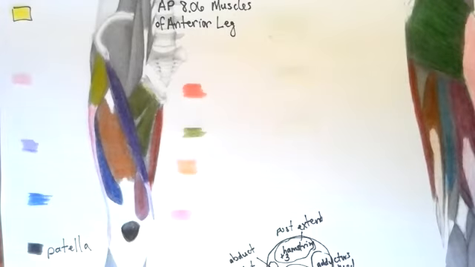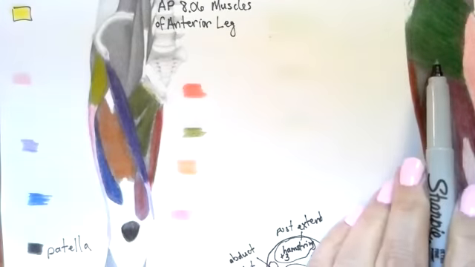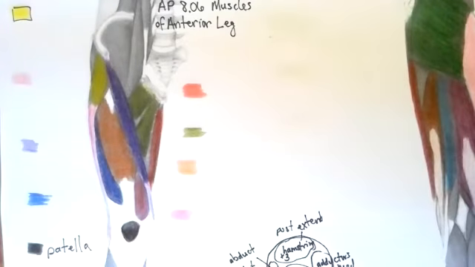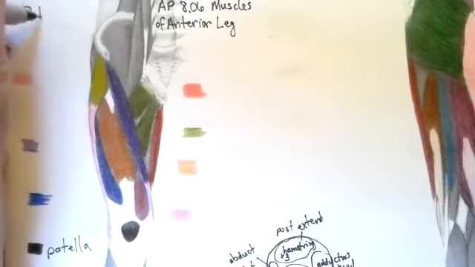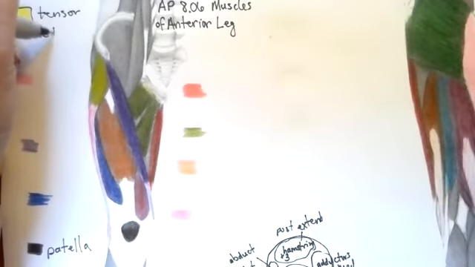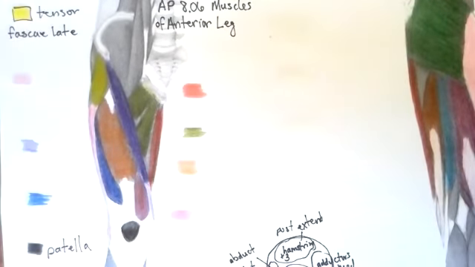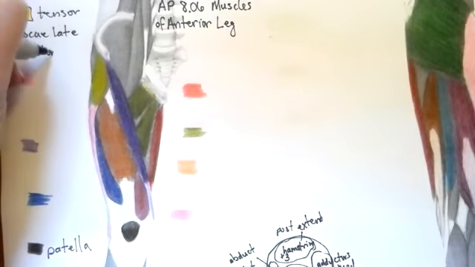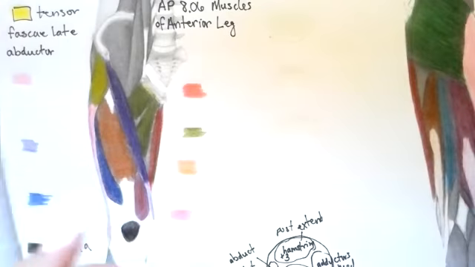Welcome back. So we're going to start off at the front of the leg. We only have one small abductor. The bigger abductor is going to be over here when we do the posterior, and that's your gluteus maximus. But over here, this muscle in yellow is called your tensor fascia latae. And this is an abductor. So it pulls the leg, here's middle, and it pulls the leg up away.